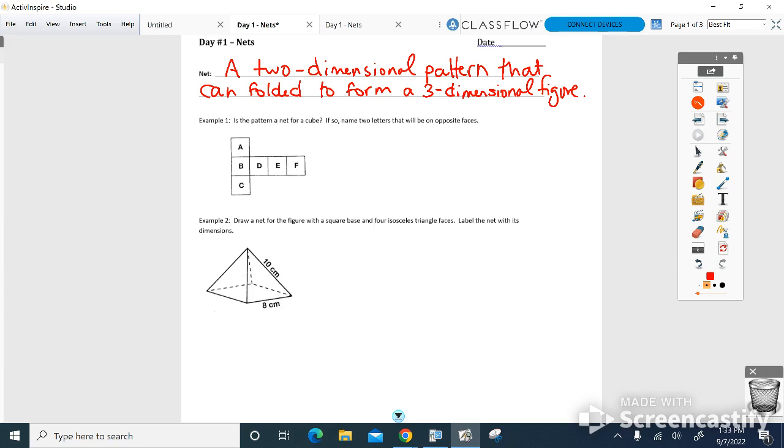B and D. Yeah. Or, wait, not E and D. No. B, D and F. A, C, B, and E. Yeah.